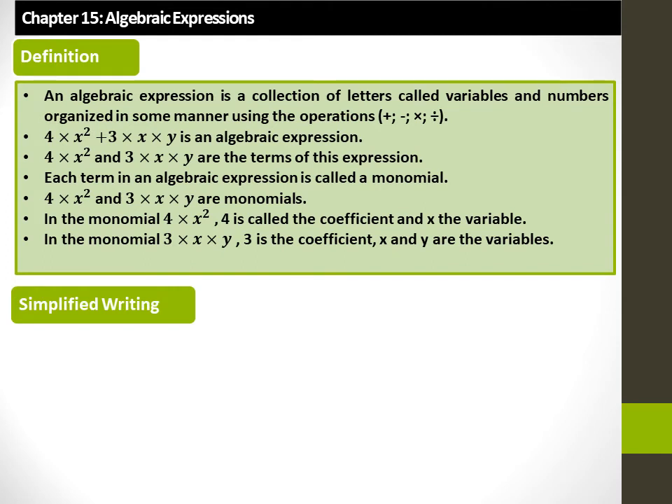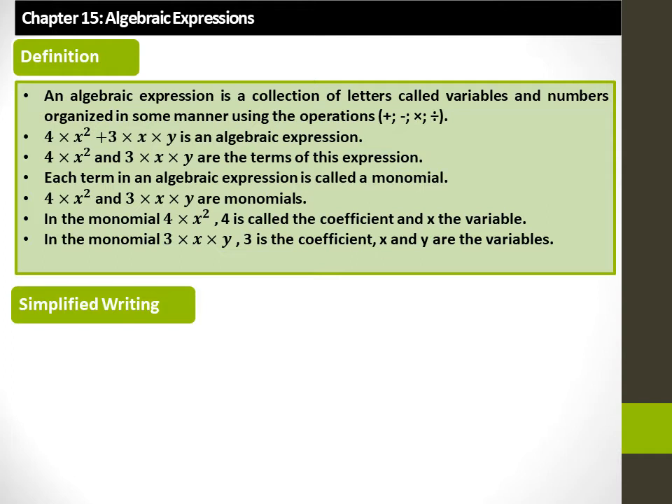An algebraic expression is a collection of letters called variables and numbers, organized in some manner using the operations addition, subtraction, multiplication, or division. 4 times x to the power of 2 plus 3 times x times y is an algebraic expression. 4 times x squared and 3 times x times y are the terms of this expression. Each term in an algebraic expression is called a monomial. Therefore, 4 times x to the power of 2 and 3 times x times y are monomials.